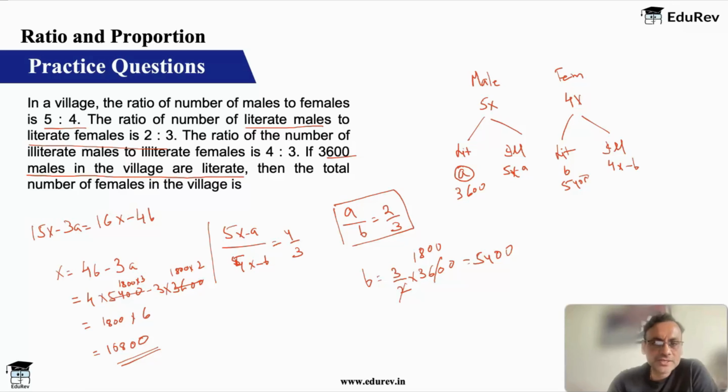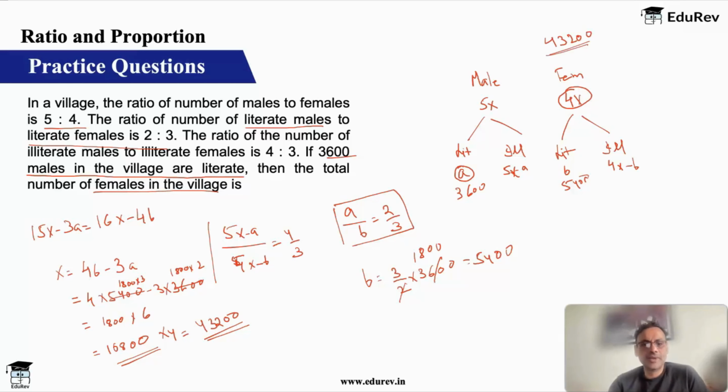Then the question is the total number of females in the village. Females in the village is 4x, which is 10,800 into 4, which will give you 10,000 will give you 40,000, 800 will give you 3,200, so 43,200. Females is 43,200. Male will be 10,800 into 5, 54,000. So that's how this will get solved. Simple question, you just have to get your ratios right, you have to get your values right. So let's move on to the next question.